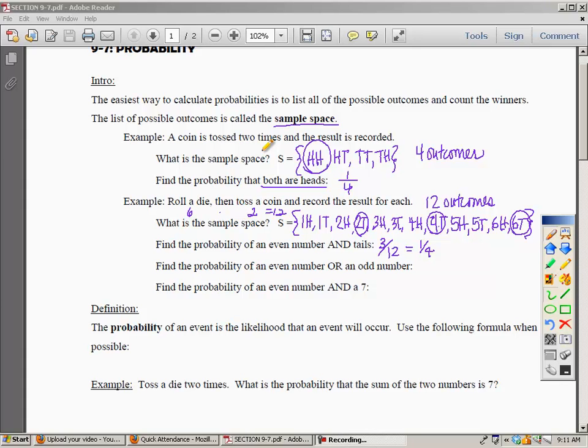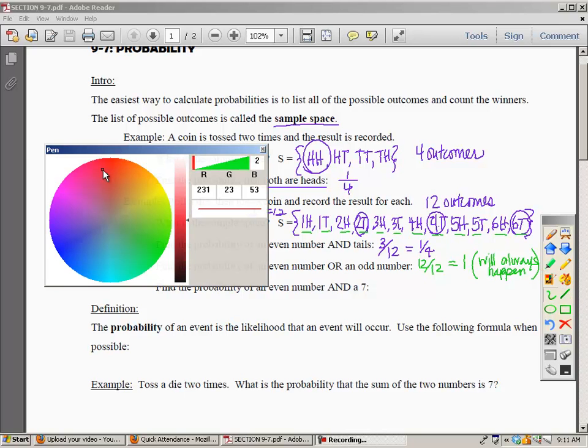Let's do another color. Second one, find the probability that it's even or odd. Okay, well, this is odd, this is even. This is odd, this is even, odd and even. So 12 out of the 12 are either even or odd, which is 1. What this means is it will always happen, because basically 100% of the time you're going to get a number that's either even or odd. Okay?